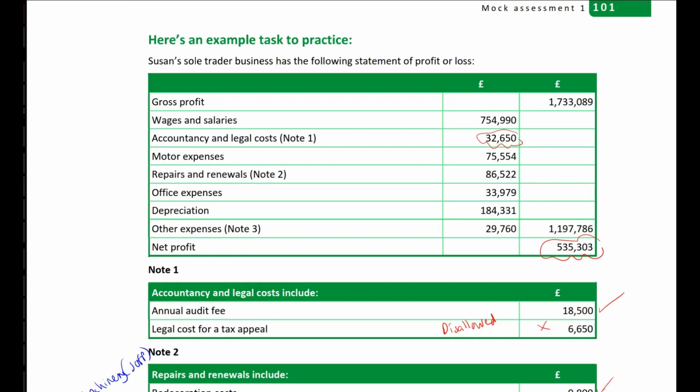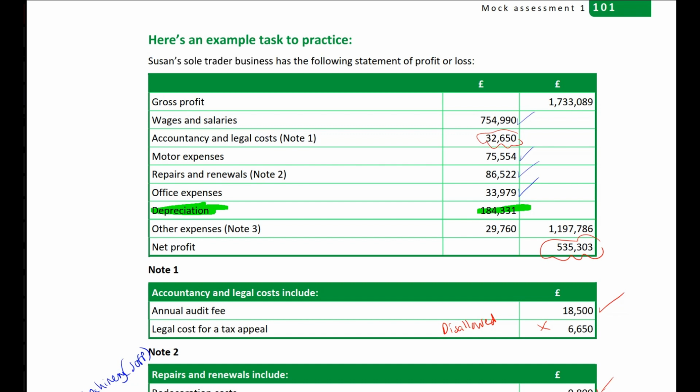Okay, what comes next? So we've done motor, nothing there. We've done repairs and renewals and stripped out something from there. We've then got office expenses. Don't have any issue with that. There's no note to go with it, so I'm going to make an assumption. Everything's fine. Depreciation, there's no note to go with that one either. But I always add back depreciation, don't I? I use capital allowances instead.